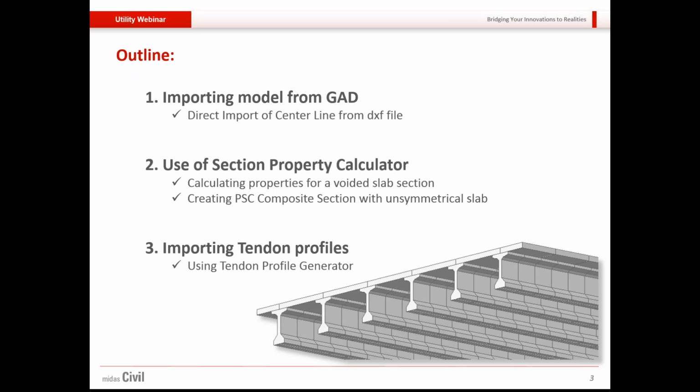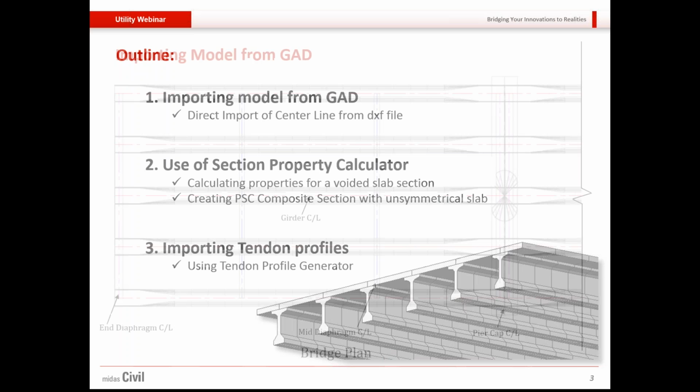That is, we'll be using a GAD for PSC I girder bridge. We'll be using the section property calculator to generate the edge girders which are having unsymmetrical slabs at top, and we'll also use section property calculator to calculate the properties of a voided slab, and finally we would be using the tendon profile generator to input tendon profile from AutoCAD DXF into the Midas model.